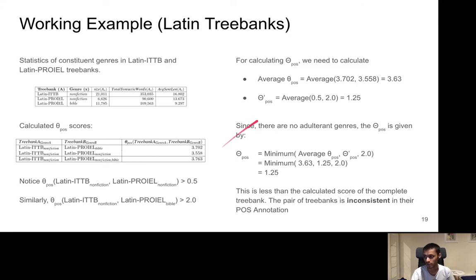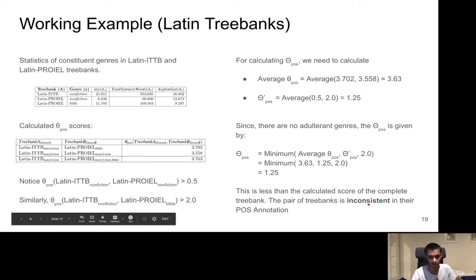The theta dash capital theta dash POS would be the average of 0.5 and 2.0, and that will be 1.25. There are no adulterant genres, so we calculate the overall capital theta POS as the minimum of 3.63, 1.25 and 2.0, which would be 1.25. Now the calculated theta POS score was 3.763, which is considerably greater than the upper bound of 1.25. Therefore, the pair of Treebanks is inconsistent in their POS annotation.